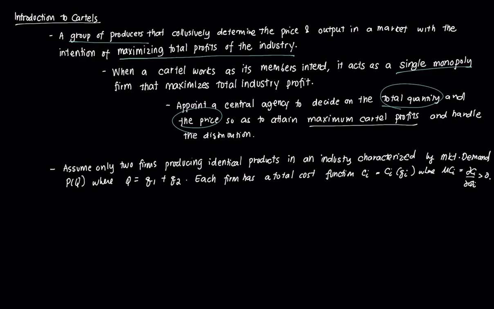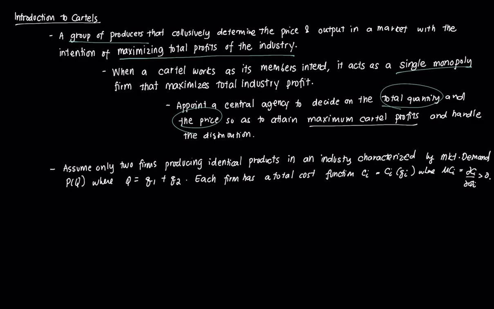It's this central agency too that tries to determine the allocation of production among the member firms of the cartel and the distribution of the maximum joint profit among the participating members. And again, all of these goals are to attain the maximum cartel profits. So what's the maximum profit that they can get as a whole unit, and how to divide the quantity that they produce subject to that specific goal.